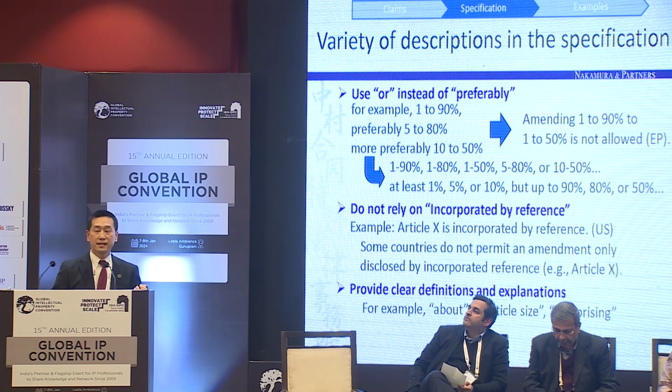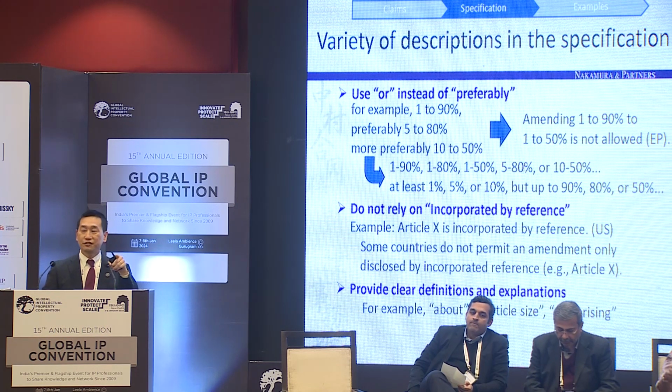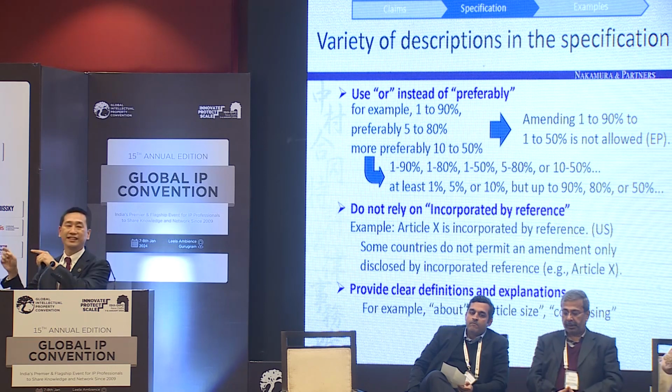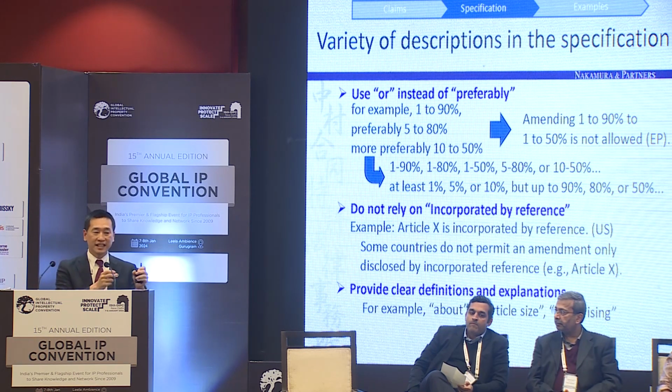So I always write the specification like 1 to 9, 1 to 8%, 1 to 50%, and so on, or something. Then you can get one of the ranges to claim.